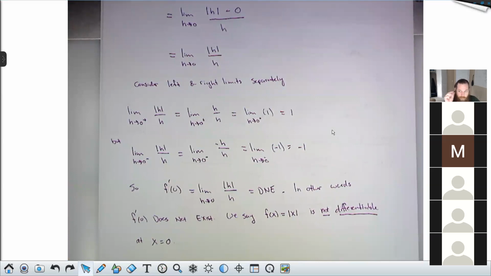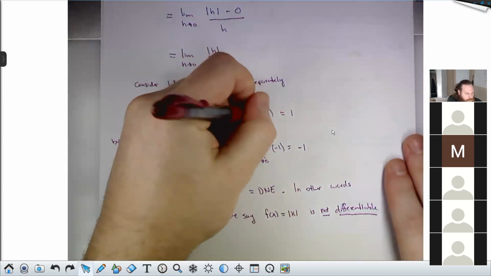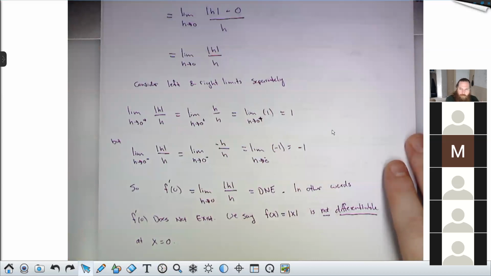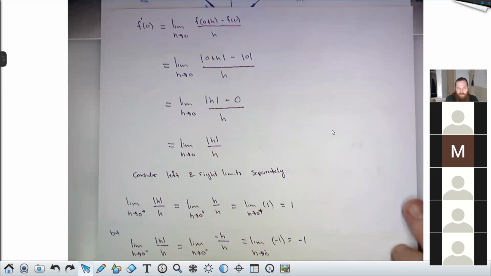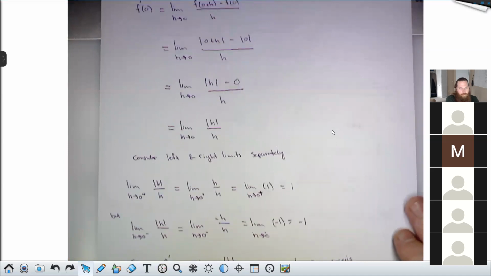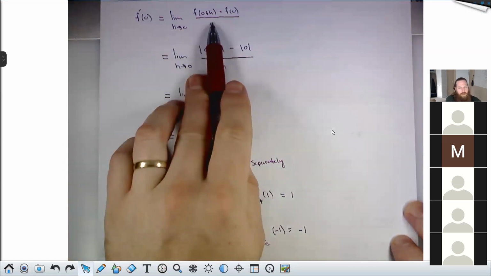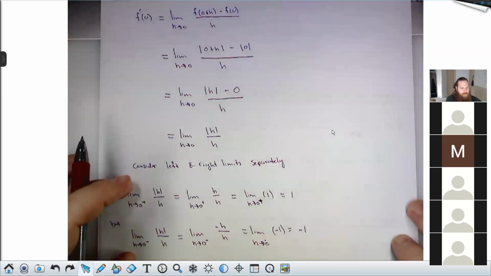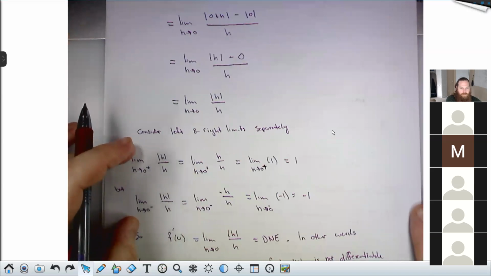f prime of x is equal to negative 1 if x is negative. f prime of x is equal to positive 1 if x is positive. And f prime of 0 does not exist. There's no way we could have defined f prime of 0 on that previous page that would have been consistent with the limit definition of the derivative. No matter what we could have tried to choose for f prime of 0, we would have discovered that it contradicts the limit definition of the derivative, because the limit definition of the derivative is this. And at x equals 0, we've just plugged in x equals 0 here, this limit does not exist, because the one-sided limits come out to different things.